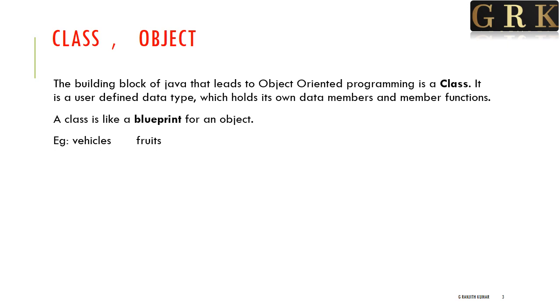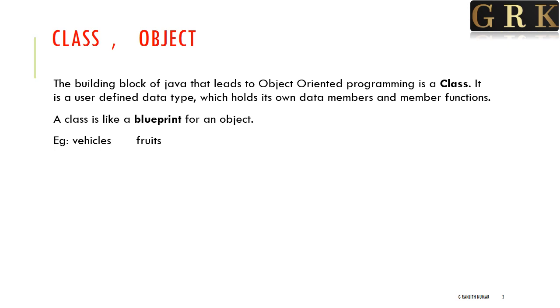Class is a basic building block of object oriented programming, because in order to write any program, first the class must be created. Without class, we can't write any program. That's why we call it a basic building block of object oriented programming. It acts as a user defined data type in the program, which contains data members and member methods, or we can also call them member functions.